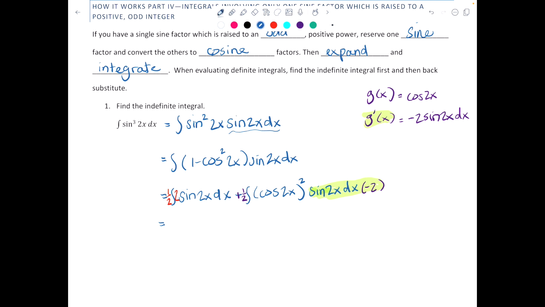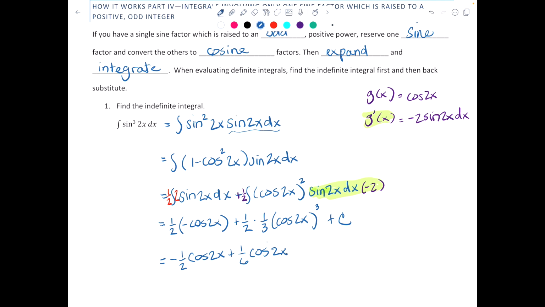And then integrating, we'll have 1/2 negative cosine at 2x plus 1/2 times 1/3 cosine at 2x, the quantity cubed, plus our constant of integration. So it's kind of weird because it's a mix of different things. So that gives us -1/2 times cosine at 2x plus 1/6 times cosine at 2x cubed plus our constant of integration. And we're all done. Groovy?